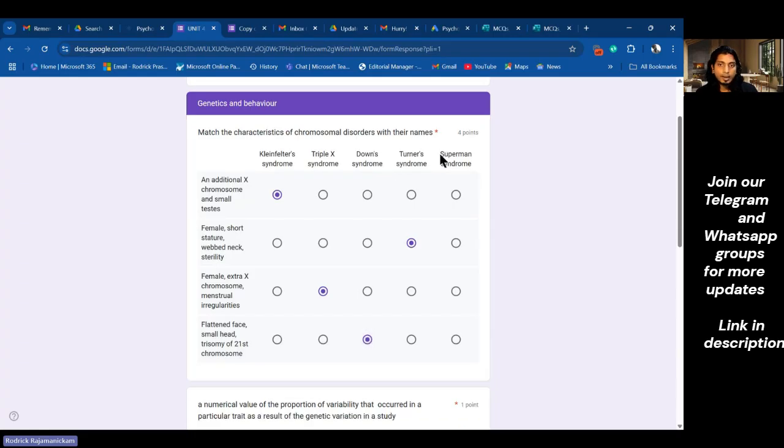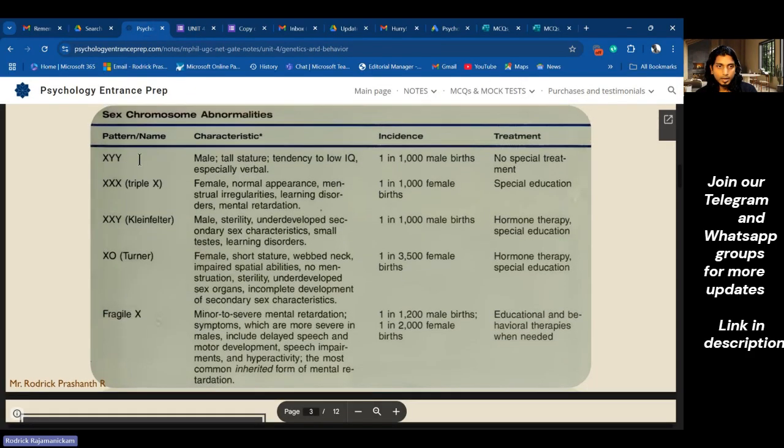And lastly, we do have Superman syndrome, which is basically a male with extra Y. Okay. So here also they may not be infertile, but they may have other complications like, anyway we look at it, other complications like IQ issues, learning disability, and things like that. So this would be typically Superman syndrome.